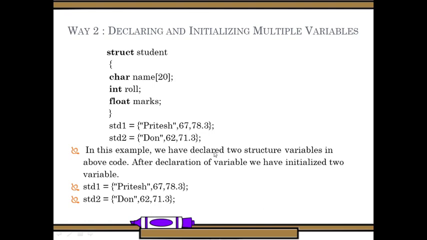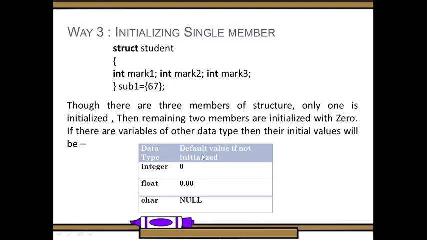In this example, we have declared two structure variables in the above code. After the declaration of the structure, we have initialized the two variables. Okay, fine. In the third way, here also we are using struct student.